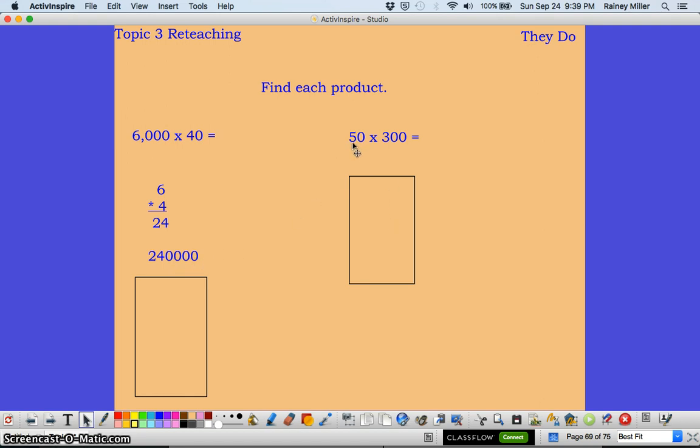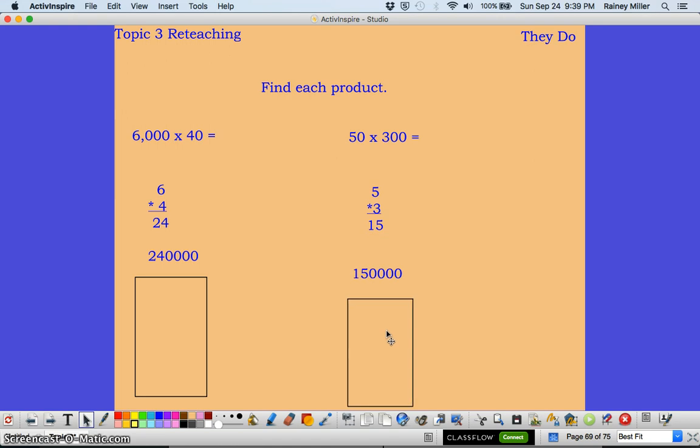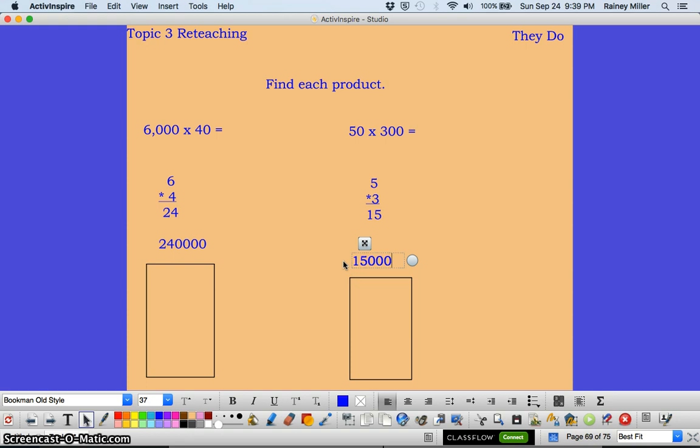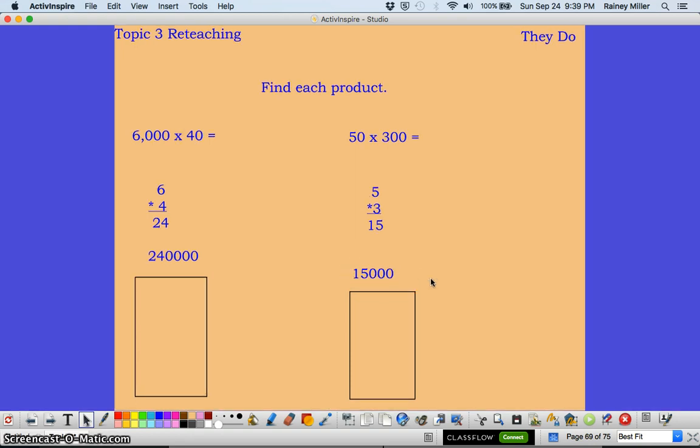Over here, I look at this problem and I go, okay, 5 times 3 might be my best to do. So 5 times 3 is 15. Then I count how many zeros. 1, 2, 3. There are 3 zeros. So I should have, and this has a mistake in it, I should have 3 zeros behind 15. All right, let's go on to the next one.